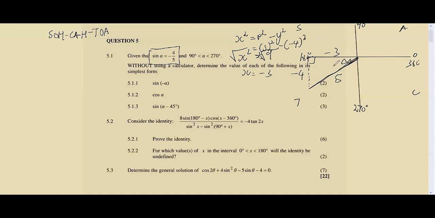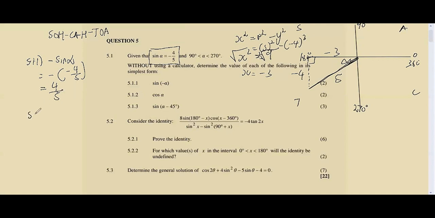Now, once you have filled out everything in your Cartesian plane, then that means you are ready to answer the questions. So let's get to this one. 5.1.1, we are given the negative angle for sine, which we know is always negative sine, right? So negative sine alpha. We have the value of sine alpha though, so we can say this will be negative, and then we have negative 4 over 5. So negative and negative is positive. So our value is 4 over 5, just like that.